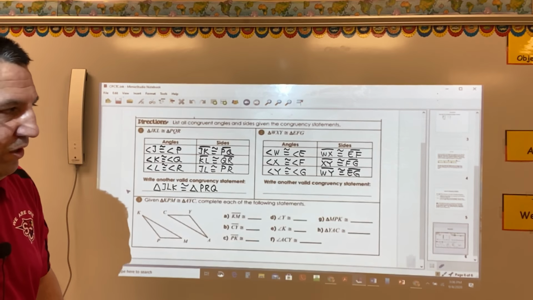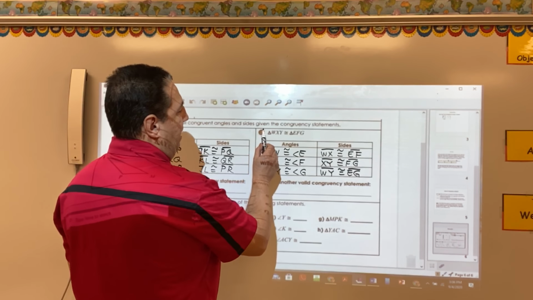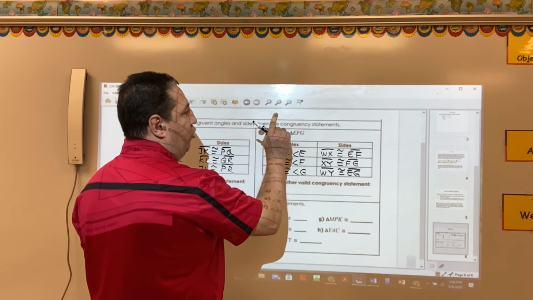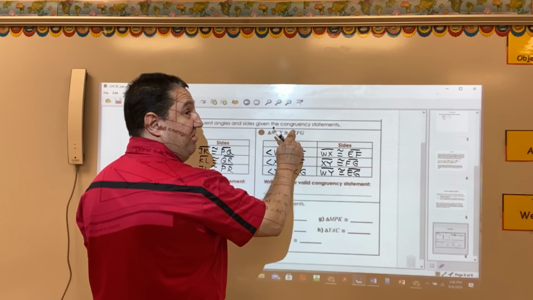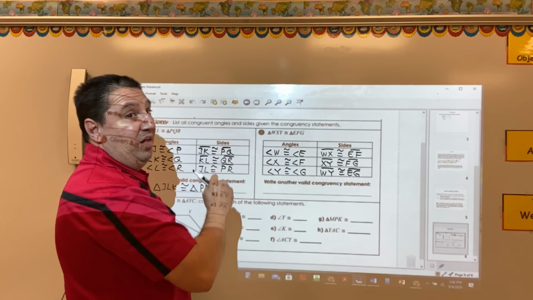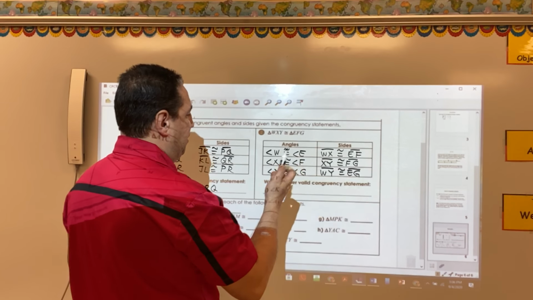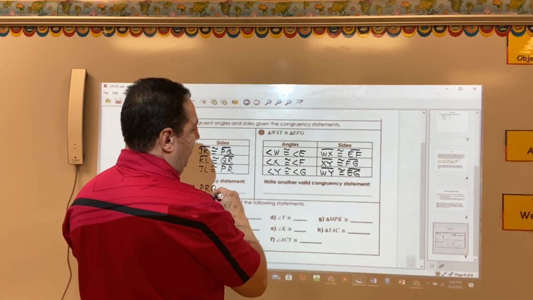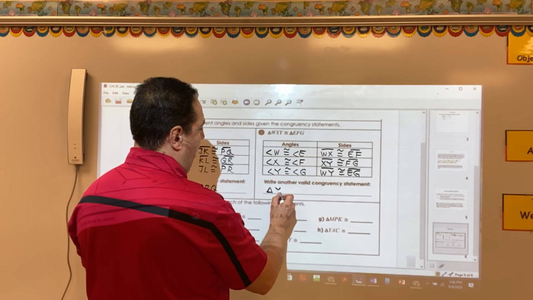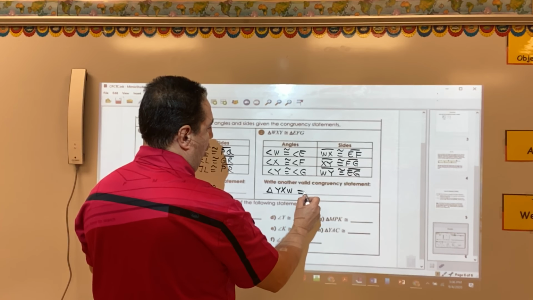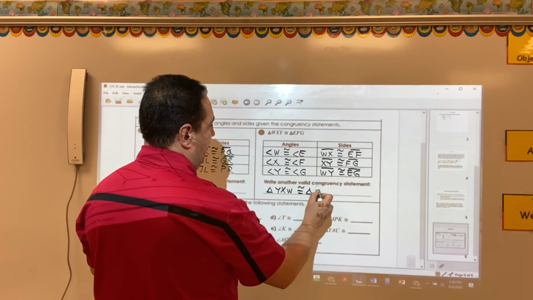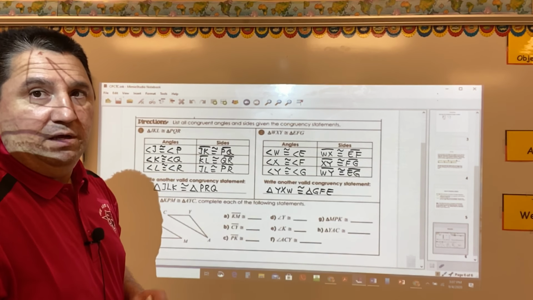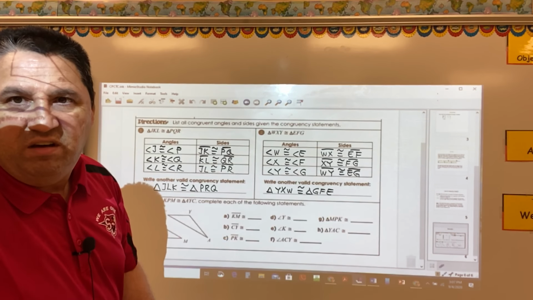Here is another congruency statement. This time let's change the place of W. But if you change the place of W, you also need to change the place of E, because E is the corresponding letter for W. So let's say we move W to the third place and Y to the first place. So triangle YXW congruent triangle GFE. Yep. It is the same thing.